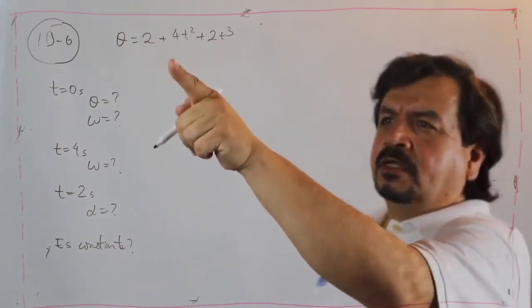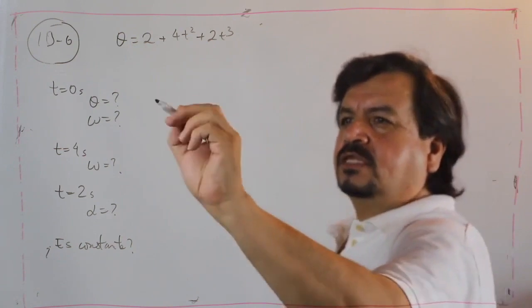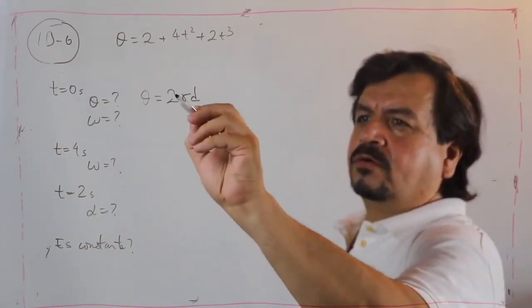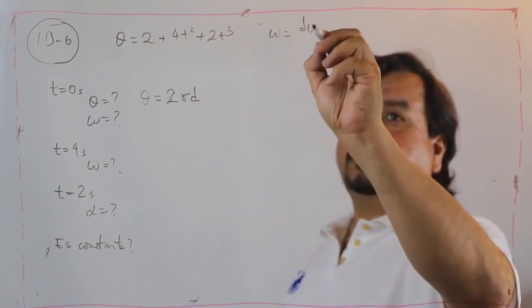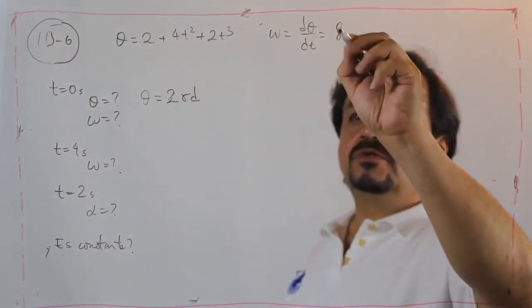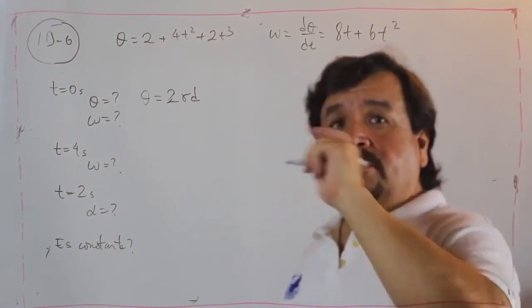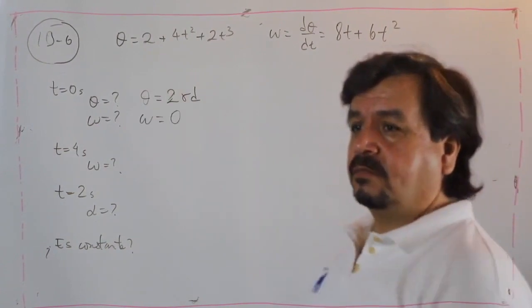Well, it's simple, right? If theta is in radians when the time is in seconds, then at t equals 0 we have theta is 2 radians. What is the angular velocity? We can define angular velocity as the derivative of theta with respect to time, and this goes to 8t plus 6t squared. So if I evaluate the angular velocity at time t equal to 0, this goes to 0, and then I have that omega is equal to 0.